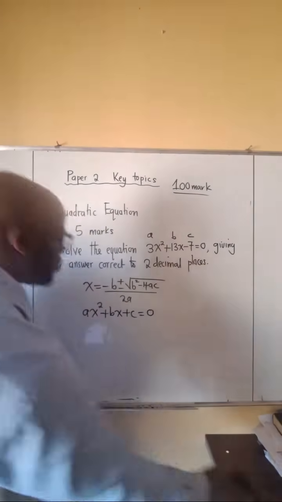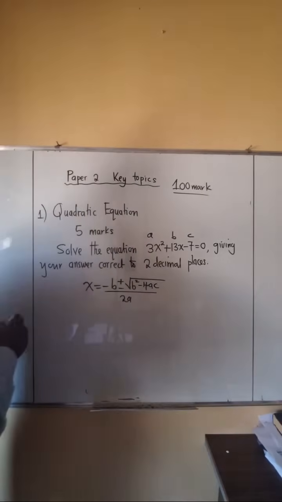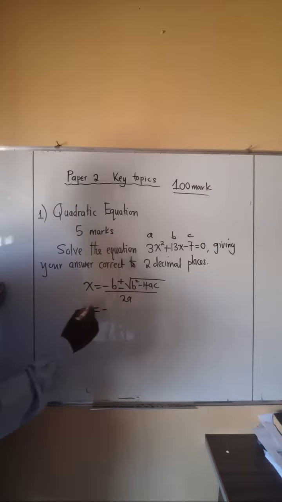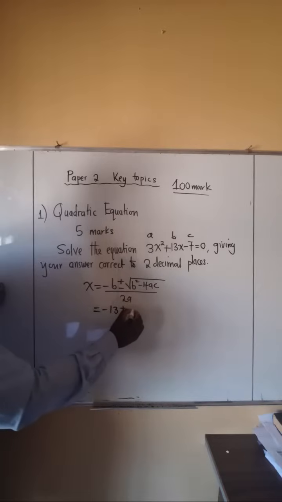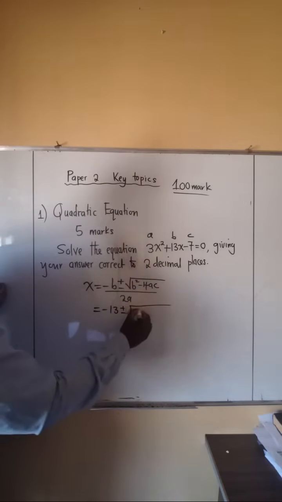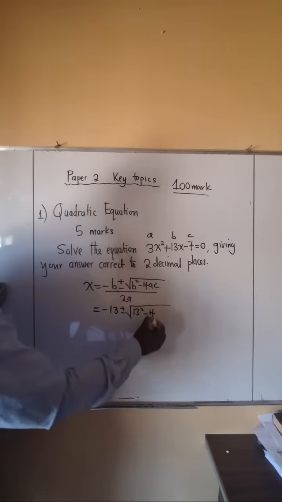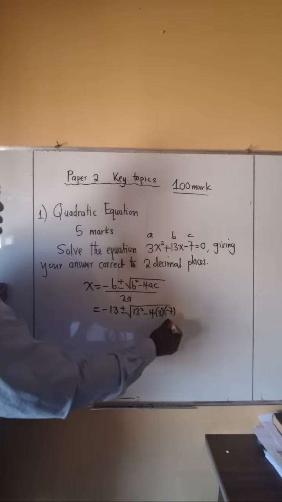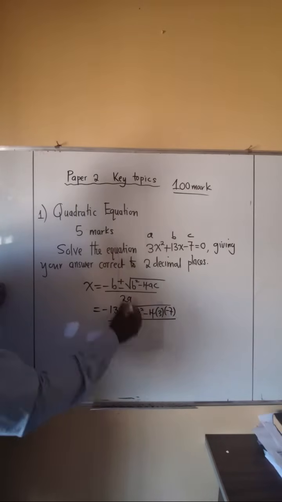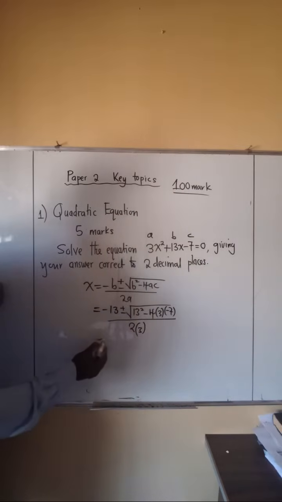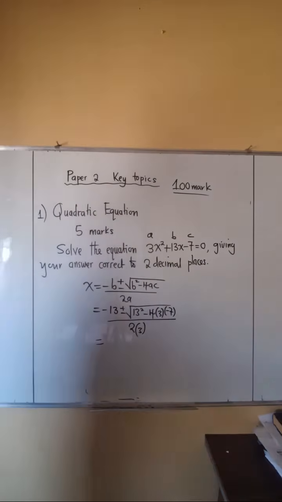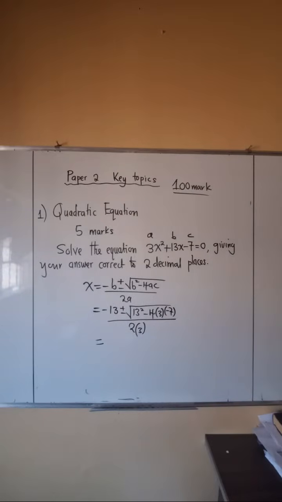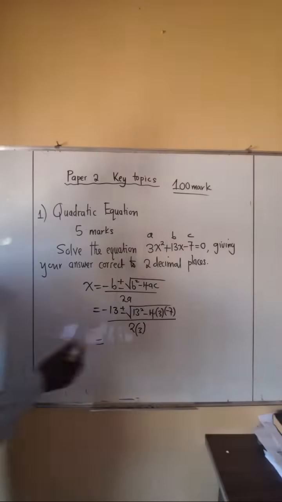After knowing those, we plug them into the formula. So that will be a negative; our b is 13, plus or minus the square root of 13 squared, minus 4 times our a, which is 3, times our c, which is negative 7, over 2 times our a, which is 3. And this is what we have right now. We've plugged it into the formula, so it's just to simplify.